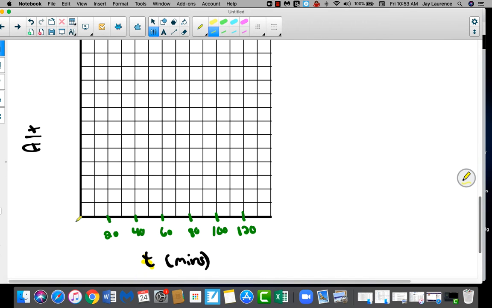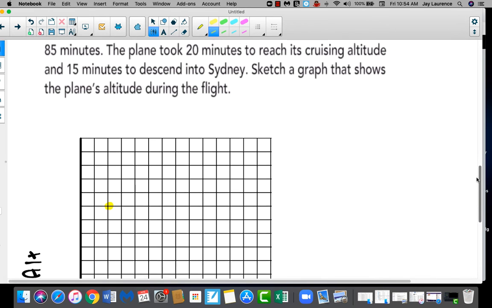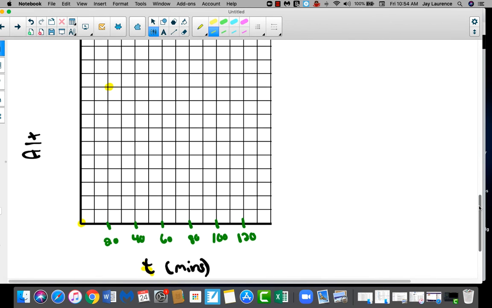Well, the plane starts on the ground, so its starting altitude is 0. And at 20 minutes, it's at whatever cruising altitude we want it to be at. Now it stays at that cruising altitude until the last 15 minutes, which it descends to Sydney. So it's going to land here.